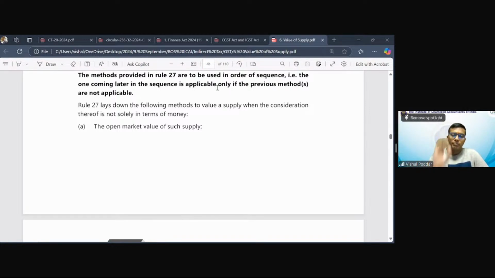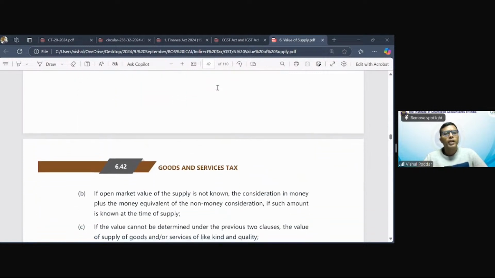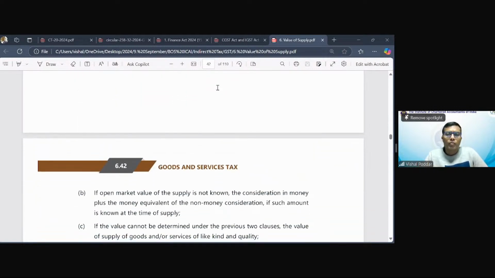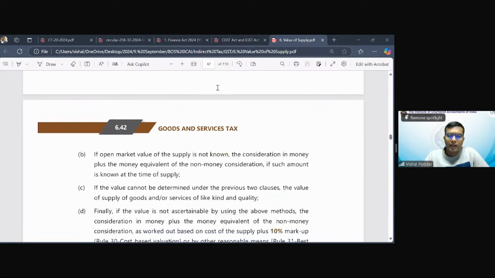You are right, Mitali. So open market value is my value which I am charging to other students, on which I am paying tax for their supplies. The same value I'll take to pay tax on Mansha's supply. This is what is open market value. Correct?